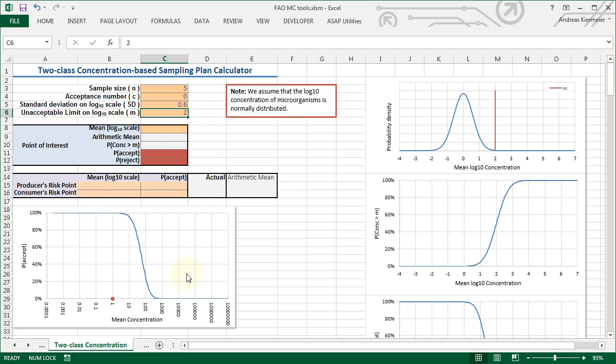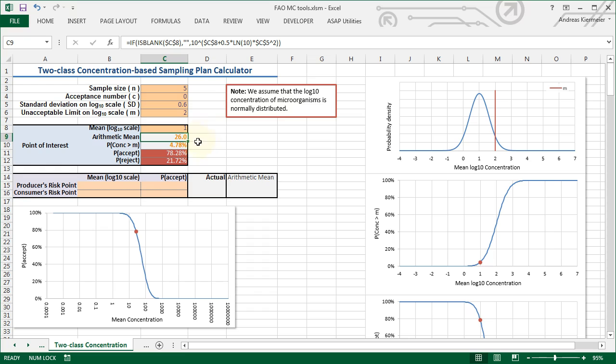The OC curve is shown at the bottom here for this particular plane, and we can now calculate the probability of acceptance when the mean log10 concentration is, for example, 1 on the log scale. Assuming, of course, that the standard deviation remains at 0.6.